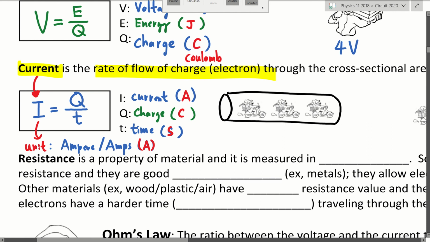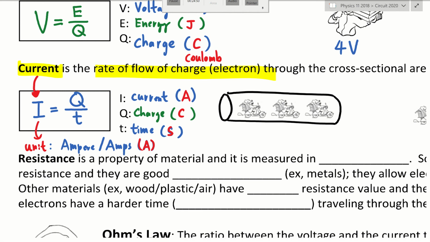And now you see 3 groups of electrons. Remember, each of these delivery guys is actually 1 coulomb of electrons, not 1 electron though. Don't make the mistake of thinking 1 electron is 1 coulomb of electrons. It's like 1 tiny little grain of sugar is not 1 kilogram of sugar. Okay, I must stress that.